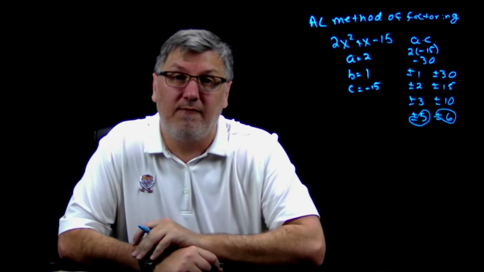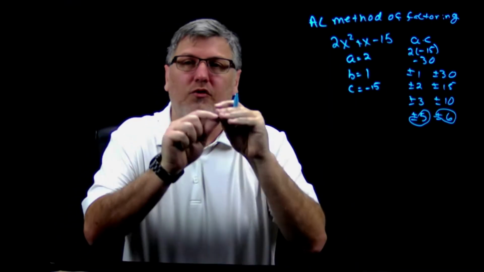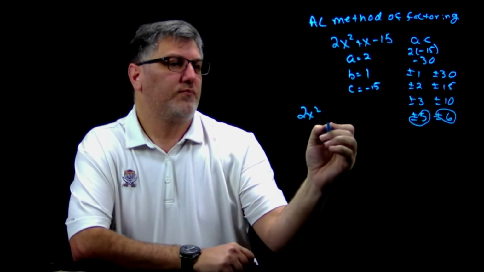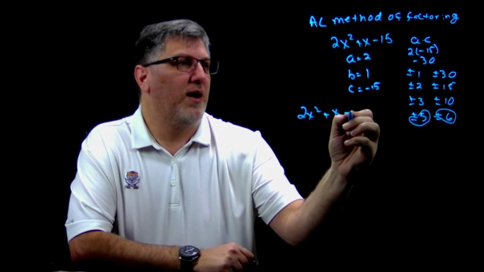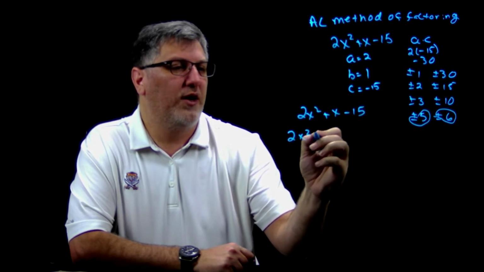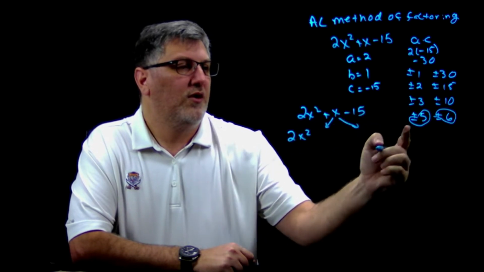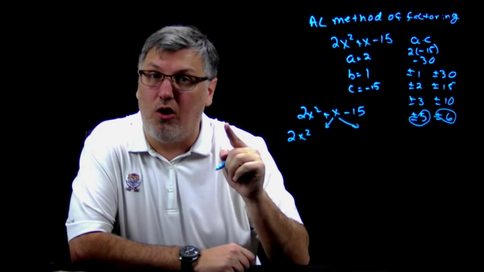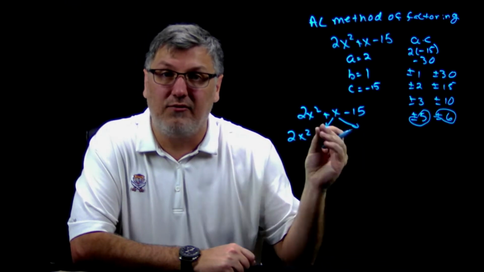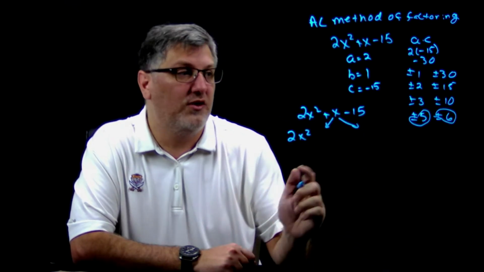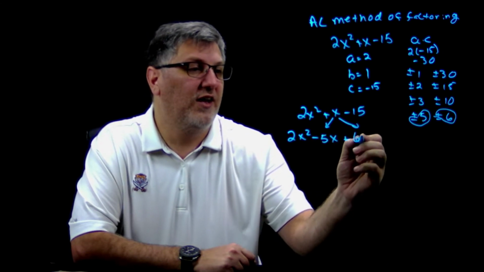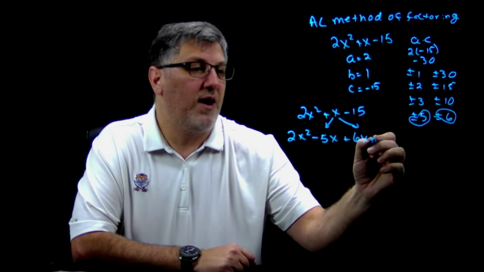So what we're going to do with that information is rewrite this and split that middle term. So we're going to have 2x squared plus x minus 15. Now I'm going to space this out, 2x squared, and split this term into these. And if I have a choice, I always put my negative first, so I don't have to worry about adding a negative number. Always put your negative first if you have a choice. So minus 5x plus 6x minus 15.